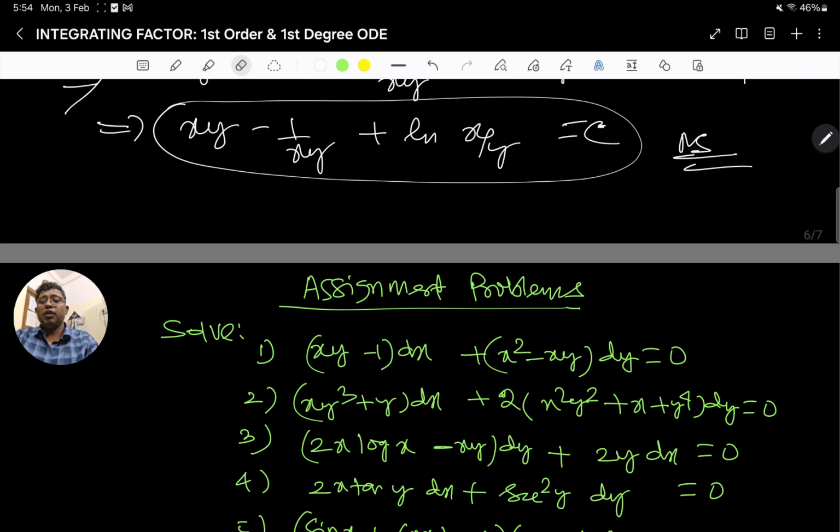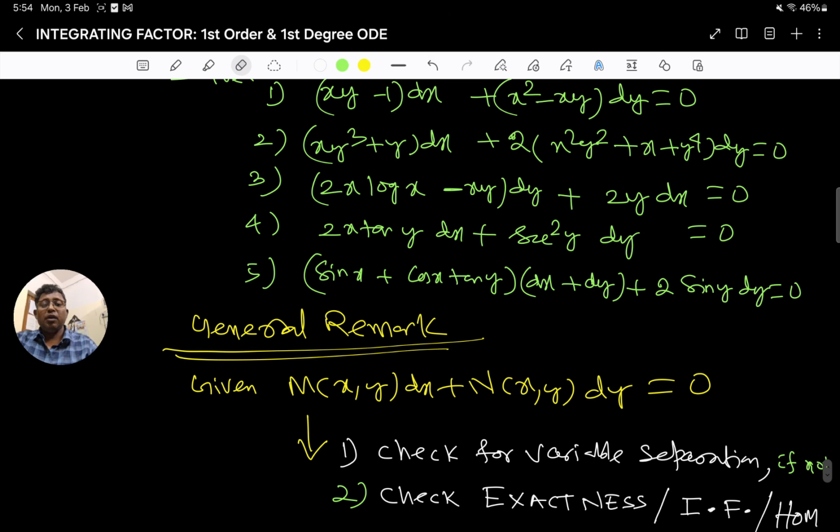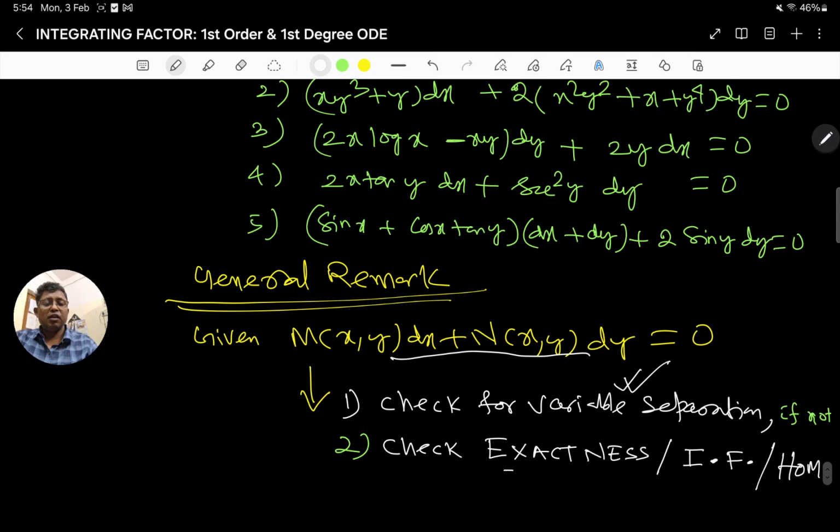Now coming to the summary of the discussion, you are given a differential equation M(x,y) dx plus N(x,y) dy equal to 0. You first see it for variable separation. If it is easy to see variable separation, then you proceed. Otherwise you check for exactness. Once exact, then fine. Otherwise see the integrating factor or homogeneous, and accordingly you proceed.